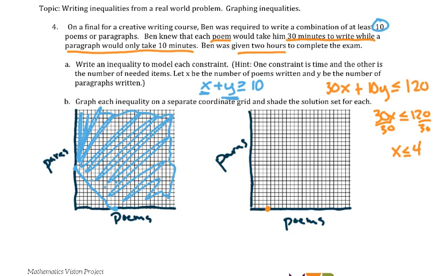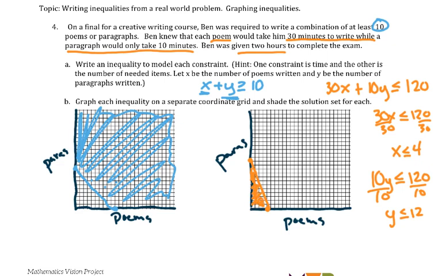Okay, not very many. But what if I only did paragraphs? They're 10 minutes each, so that's pretty easy to see that I could do 12 paragraphs, right? In that same amount of time. So right here, there's that line, and then it has to be less than that, so I'd have to shade in time-wise.